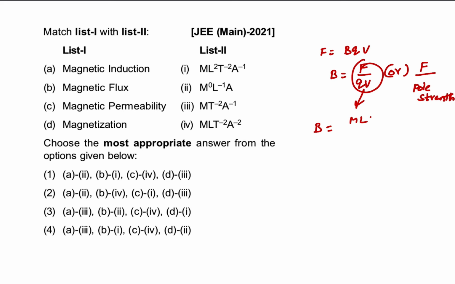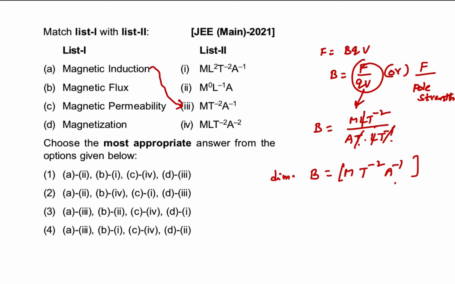You check once. B can be written as force, which is M L T power minus 2, divided by charge, which is ampere into time, and velocity, which is L T power minus 1. M remains, L and L get cancelled. So the value is T power minus 2, and in the denominator T and T get cancelled. T power minus 2 A power minus 1 is there. This is my B. Dimension of B can be written as M T power minus 2 A power minus 1.